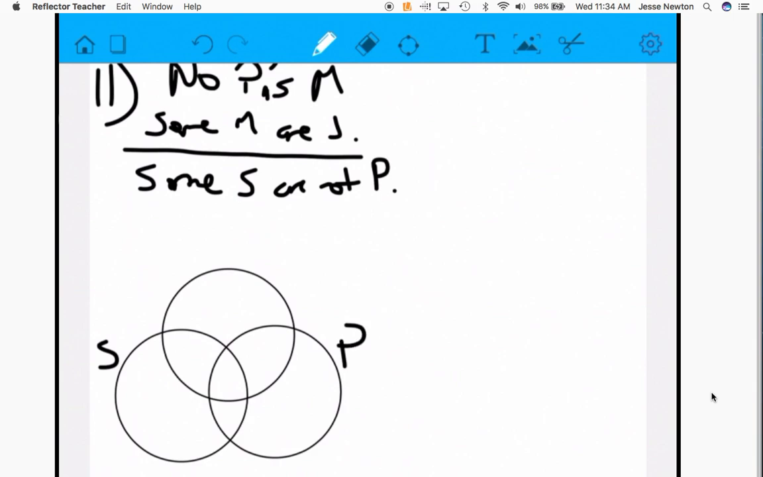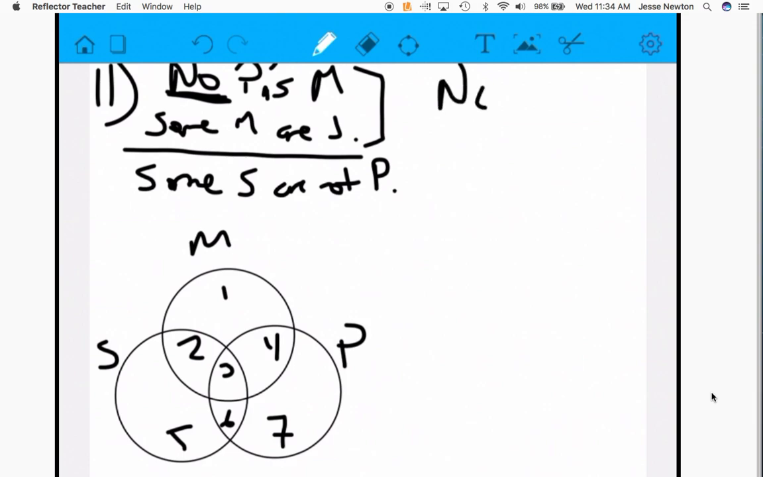S, P. You guys hopefully are getting quite familiar with this now. All right, so with this one, we're going to begin by diagramming, like always, the combined premises. And we need to start with the one that has the universal quantifier right here. So we're going to start with the first one. No P is M, and P is 3, 4, 6, and 7, while M is 1, 2, 3, and 4.